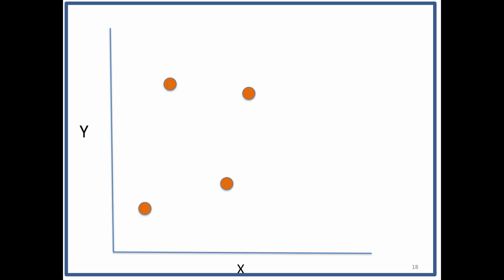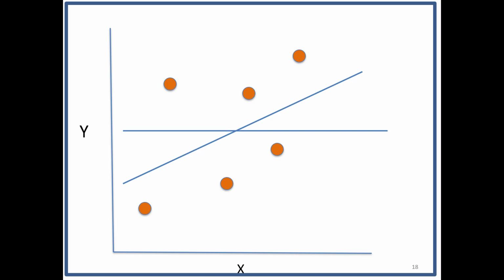We could draw a horizontal line. A horizontal line would suggest no relationship between x and y, right? So no matter the value of x, we would have the same y. We could draw a line that represents a positive relationship, such as the one here. But what about a line that would represent a negative relationship? How do we know which line best fits the data?